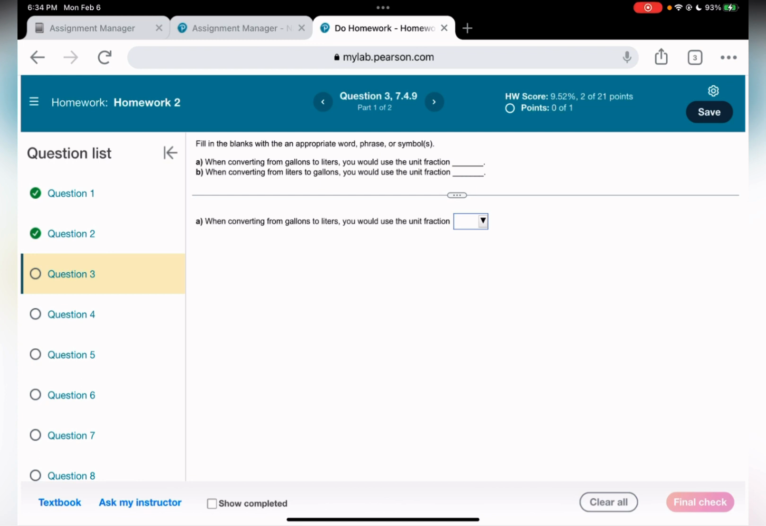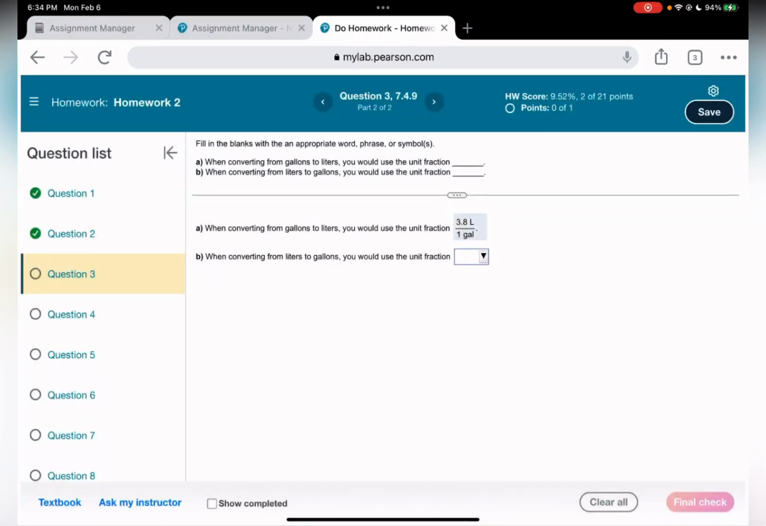Okay, question number 3. When converting from gallon to liter, from gallon means gallon is going to go to the denominator, below the fraction. So it's 3.8 liters over gallon, because 1 gallon is 3.8 liters. Converting from liters means liter goes down. It's going to be 1 gallon over 3.8 liters.